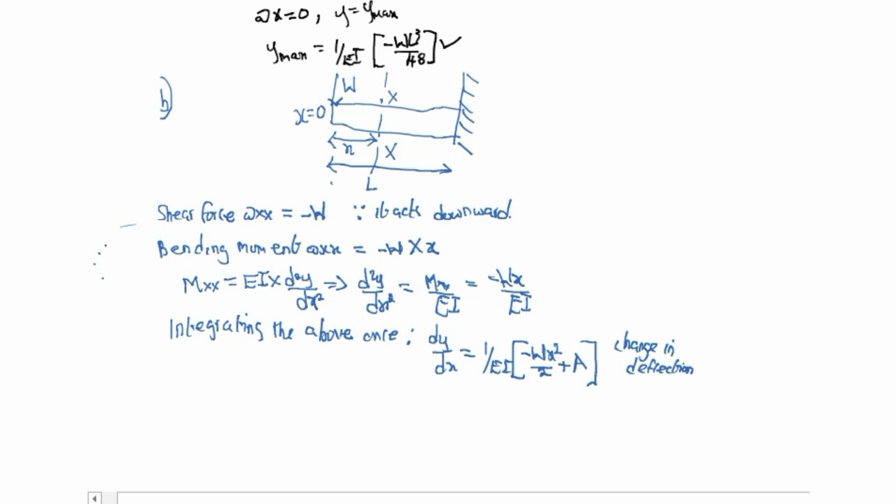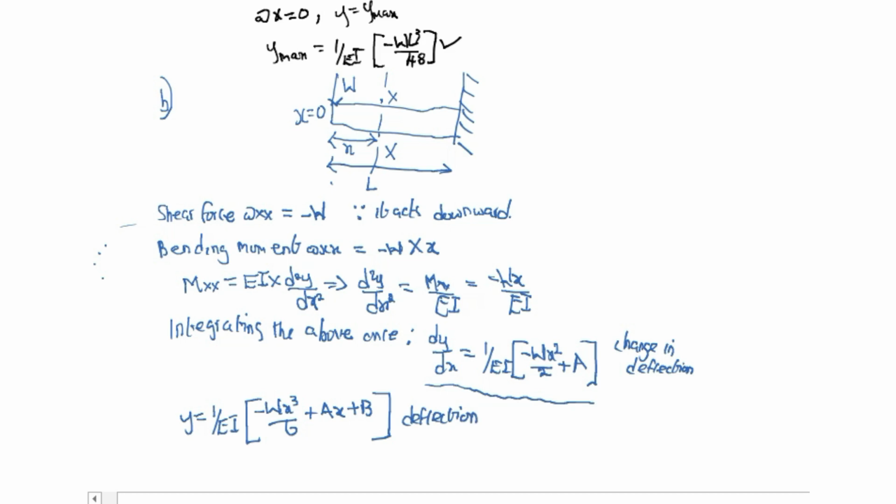Now we integrate this very expression further, and it yields y, which is our deflection, equal to 1 over EI times negative Wx cubed over 6 plus, the integral of a constant is what? x, right? So plus another constant B. So this is the expression for our deflection.